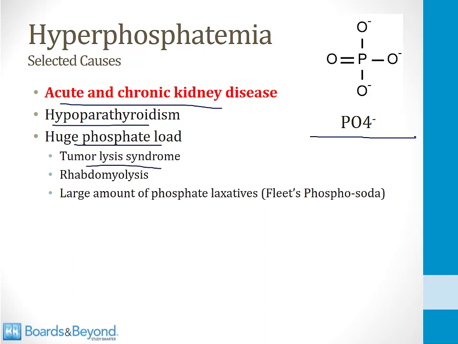So in the tumor lysis syndrome, lots of phosphate spills out of cells. This raises the serum phosphate level. The same thing happens in rhabdomyolysis when muscle cells die. You can also rarely see this in patients who consume large amounts of phosphate-containing laxatives like Fleet's phosphosoda.